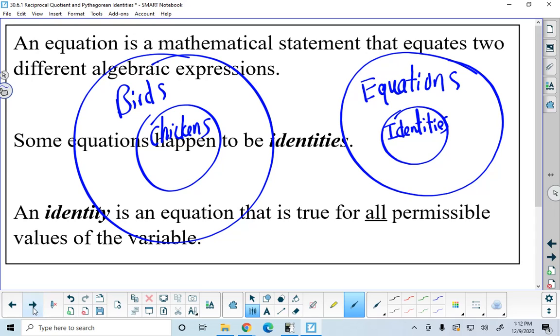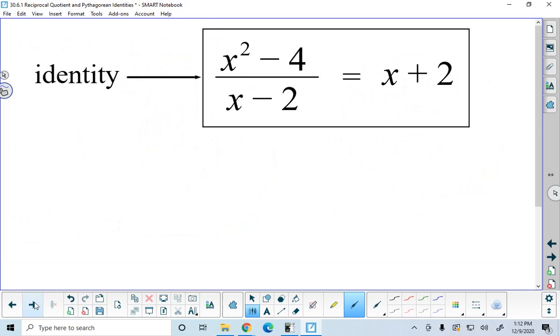It's like me doing this. All chickens are birds. Not all birds are chickens. That's not what I'm saying. All chickens are birds. All identities are equations. But not all equations are identities. An identity is an equation that's always true. So, for example, this is an identity.